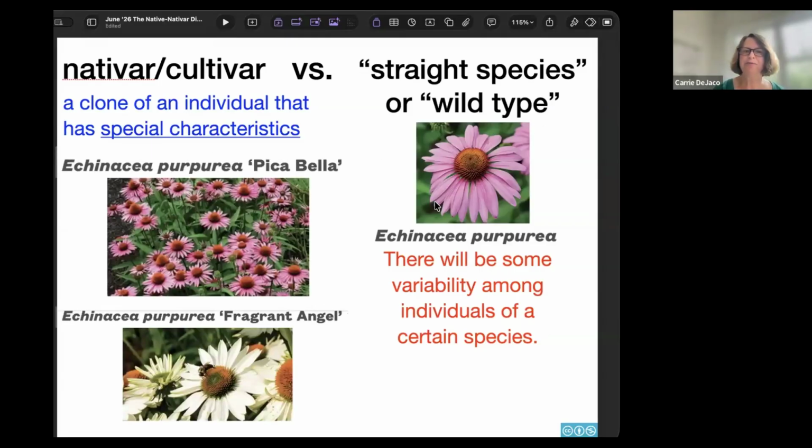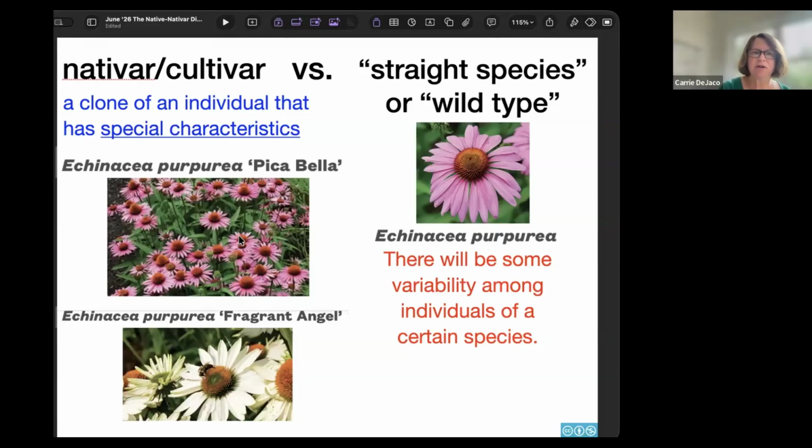Here are a couple of examples. We've got our Echinacea purpurea, and this is our straight species or wild type. And this is just one example of one plant within this species of what it would look like. Okay. Now we've got a couple of our cultivars here, and this is from the Mount Cuba study that they did on Echinacea a handful of years ago. So these are two different cultivars of that.